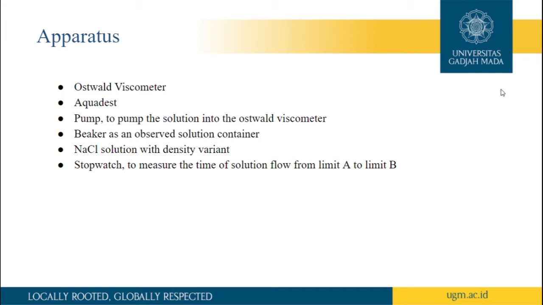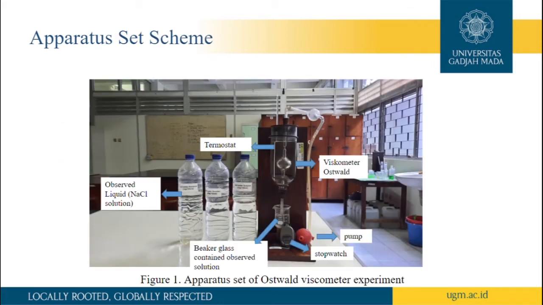The apparatus of these experiments are an Ostwald Viscometer, an aqueous pump to pump the solution into the Ostwald Viscometer, a beaker as an observed solution container, natrium chloride solution with density variants, and a stopwatch to measure the time of the solution flowing from the A point to the B point. The set of the apparatus can be shown in figure number 3.